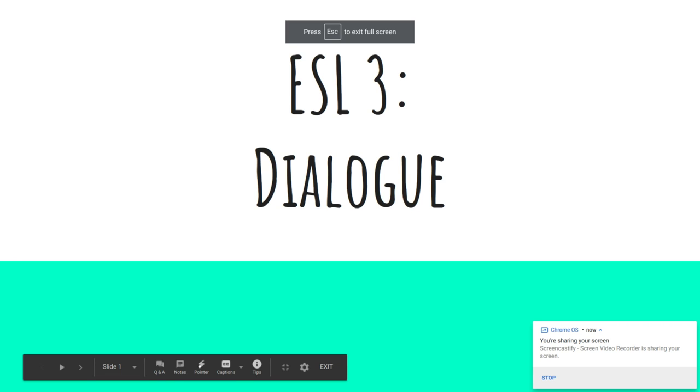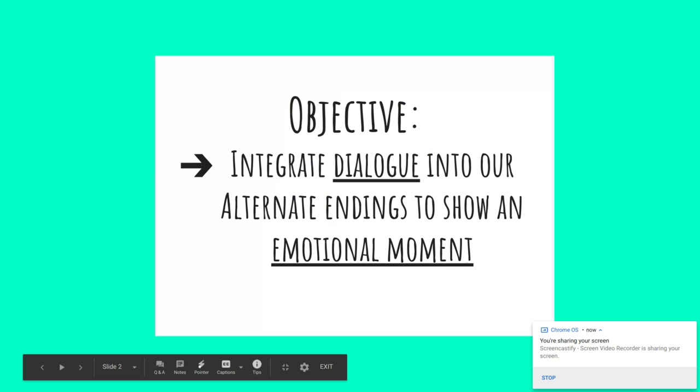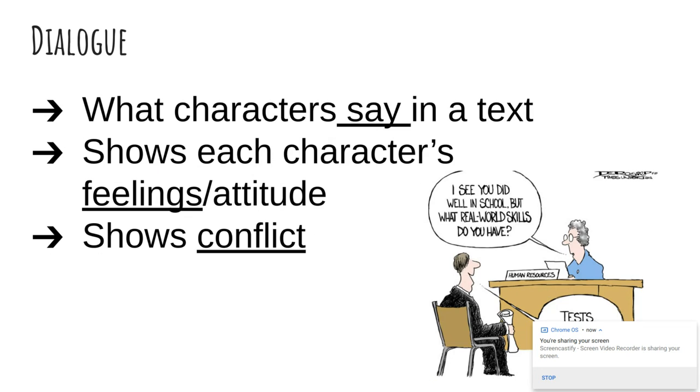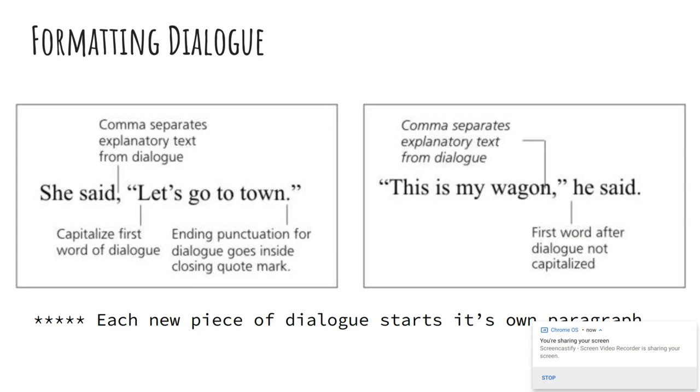Hi everyone, our lesson today is going to be about dialogue, and our objective is to integrate dialogue into our alternate endings to show an emotional moment in our stories. So, as a reminder, dialogue is what characters are saying in a text. We can understand a lot about a character through dialogue because it shows that character's feelings, their attitude, or a conflict that they might have with another character.